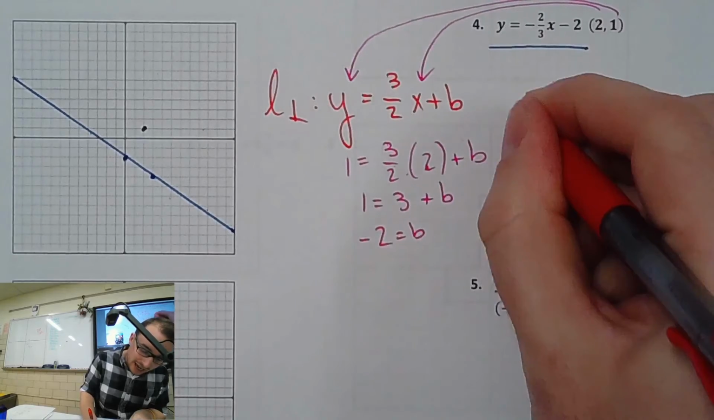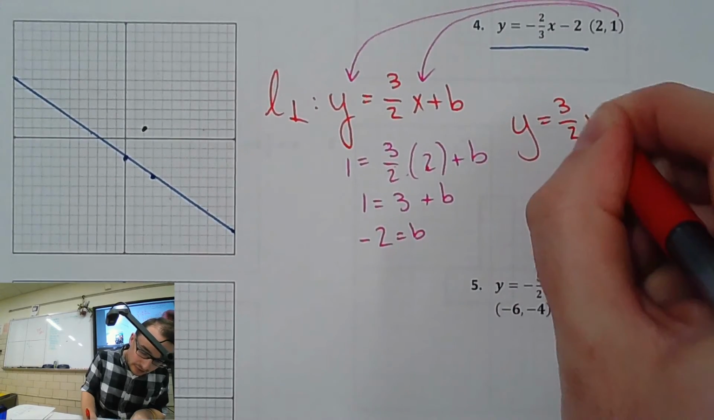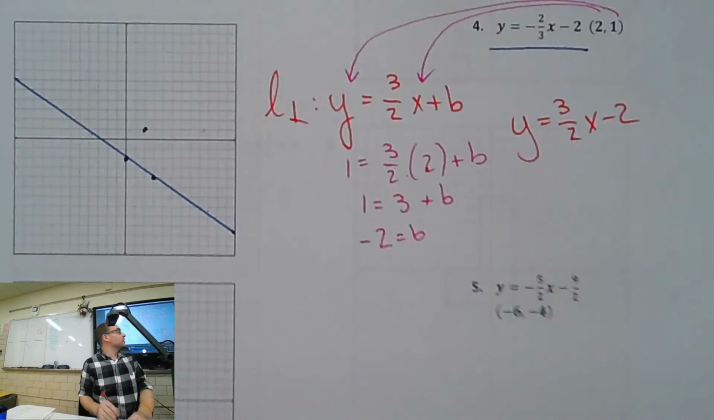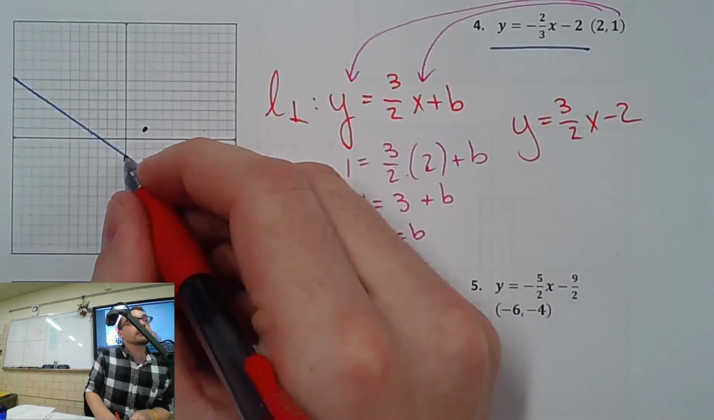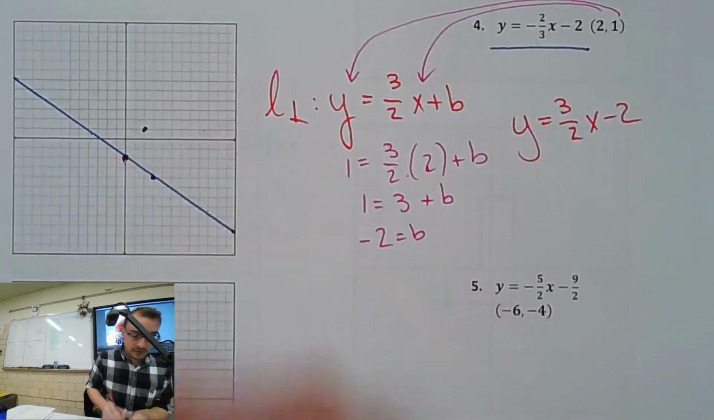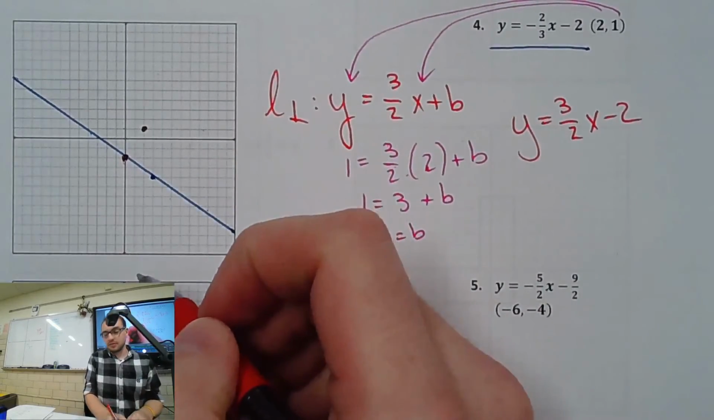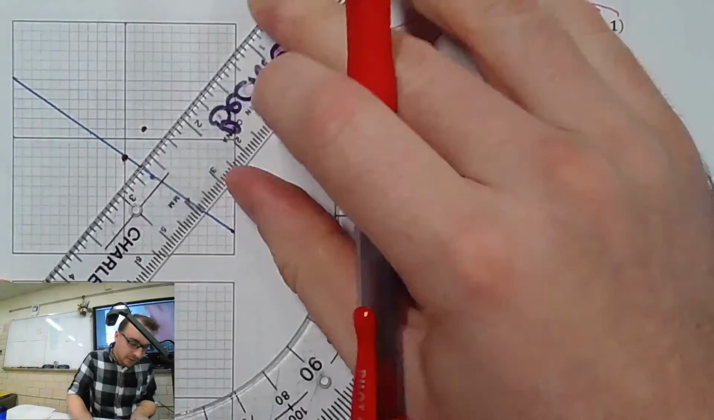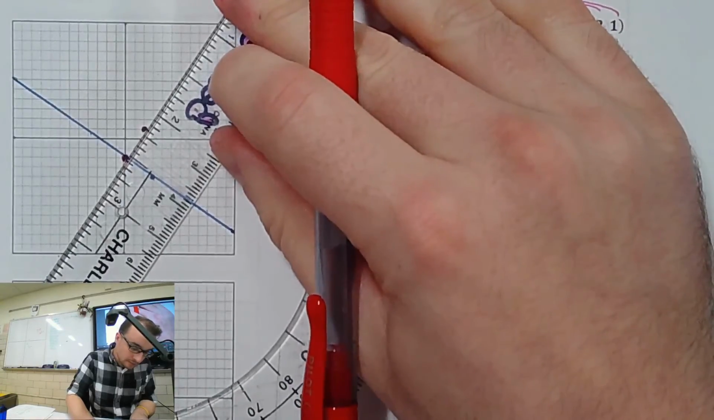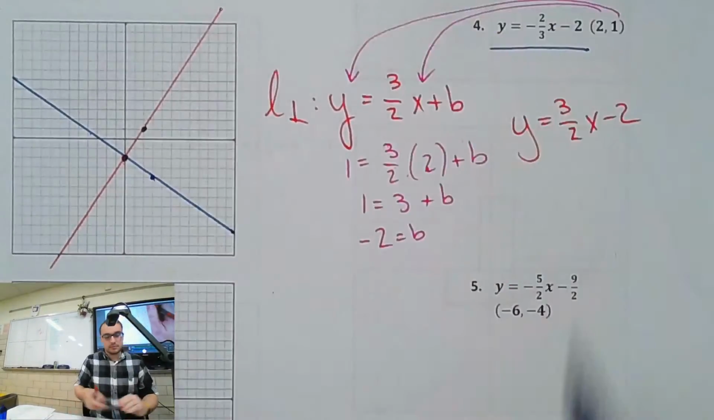So our line that we want to graph is this. We know how to graph that. Down 2. Oh, look. That's where we start. Up 3 over 2. Look. That's where we end up. That's convenient. So here's the perpendicular line that goes through that point. Ah, I see.